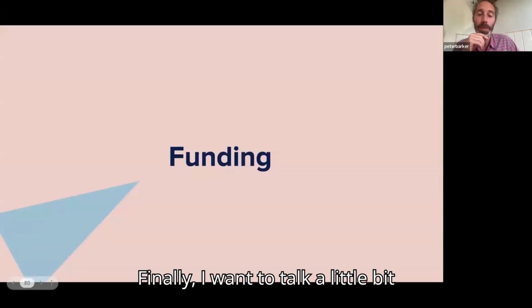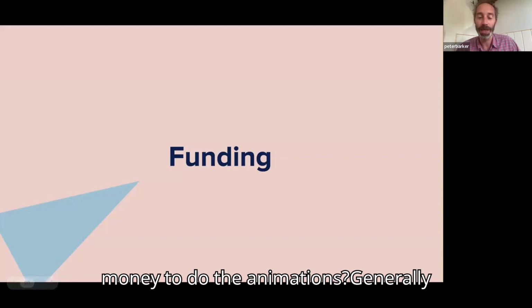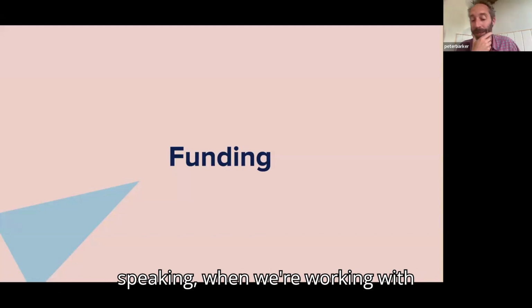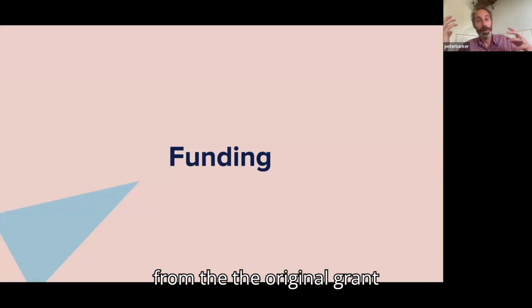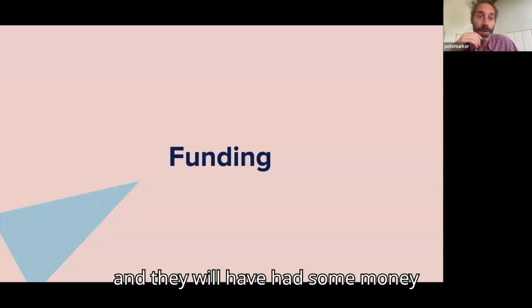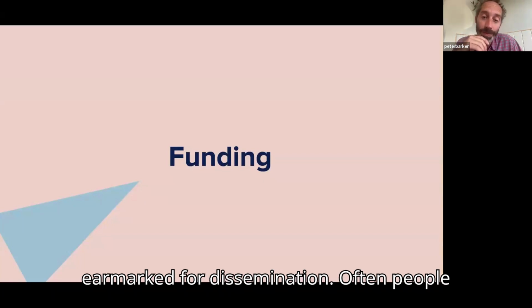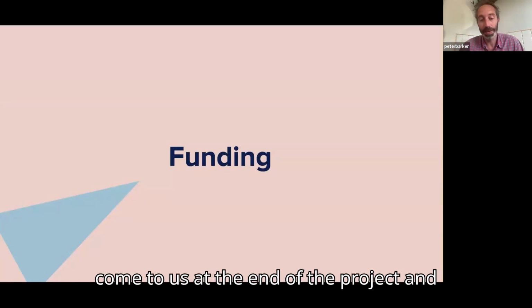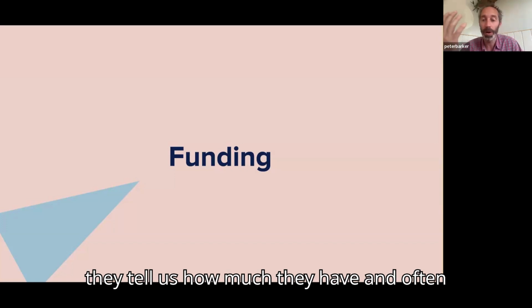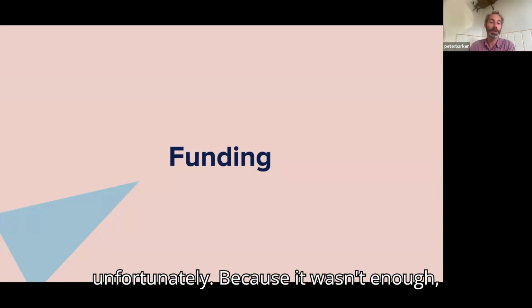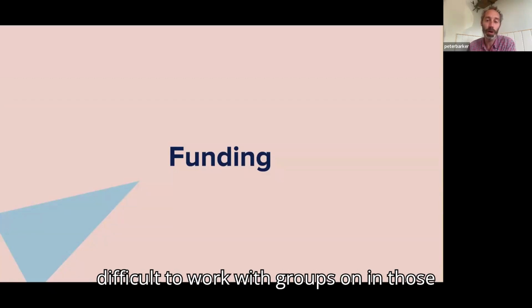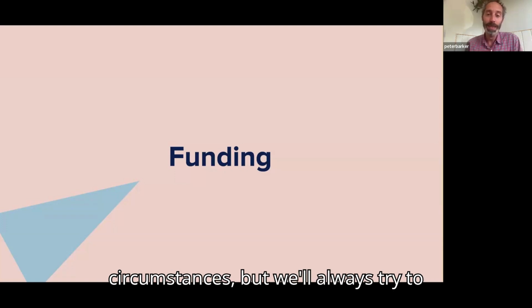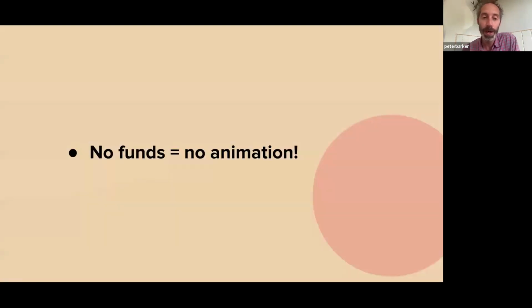Finally, I want to talk a little bit about funding. So how do you get the money to do the animations? Generally speaking, when we're working with research groups, funding will have come from the original grant, and they will have had some money earmarked for dissemination. Often people come to us at the end of their project and they tell us how much they have, and often, unfortunately, it wasn't enough, because they didn't know how much they should be asking for. It makes it difficult to work with groups in those circumstances, but we'll always try to make things work whenever possible.